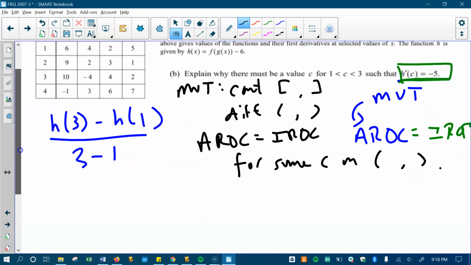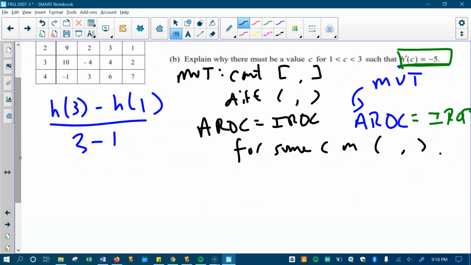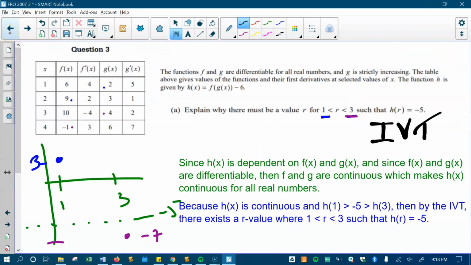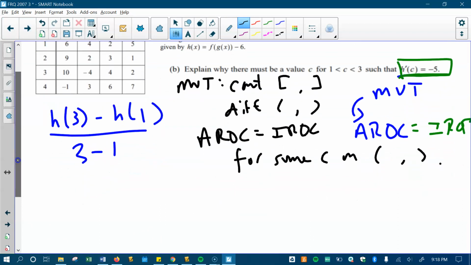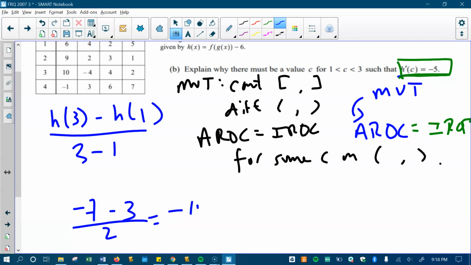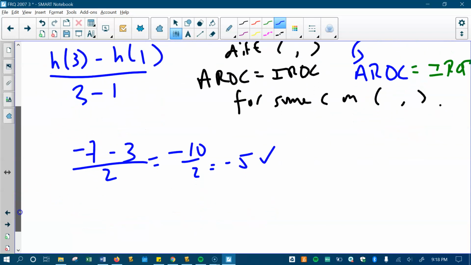Okay, so let's go ahead and calculate h of 3 and h of 1, which we did in the last slide. h of 3 was negative 7, minus, I believe it was 3, over 2. Negative 7 minus 3 is negative 10. Negative 10 over 2 is negative 5. Okay, so our average rate of change is negative 5. That's great. So we're ready to write down our answer. I got these two values, by the way, from the last question, in case you were curious.